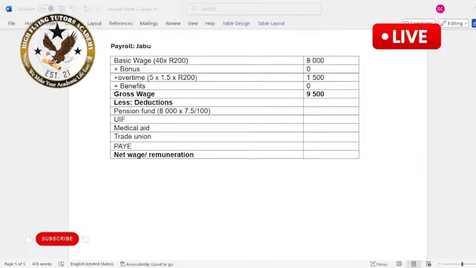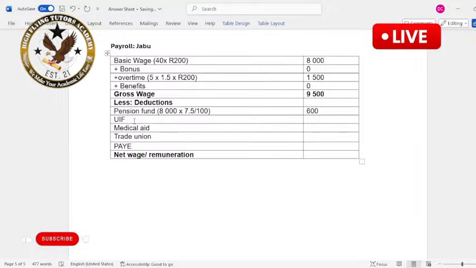600. Okay, people are getting 600. So we go to our answer sheet there. We say 600. There we go. And then pension fund.